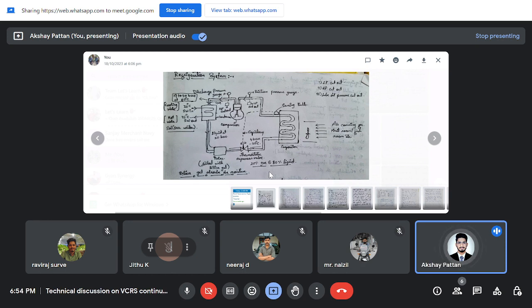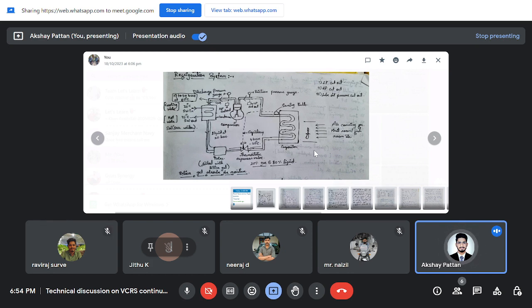There the liquid refrigerant is converted into vapor form of refrigerant. As it moves gradually towards the top of the evaporator coil, the mixture of refrigerant is converted into 100% vapor, right? So basically the pressure and temperature are the same at the thermostatic expansion valve and at the evaporator coil.